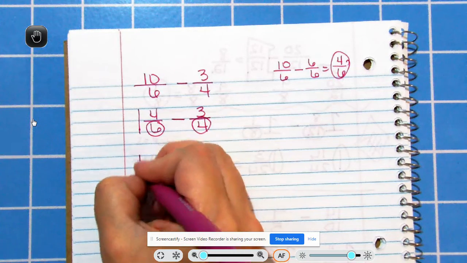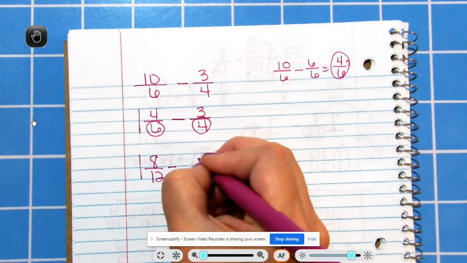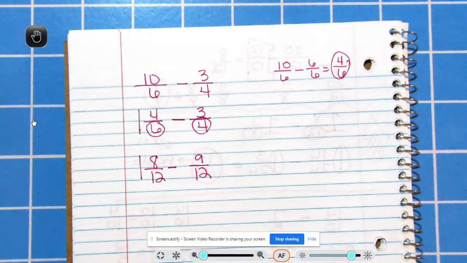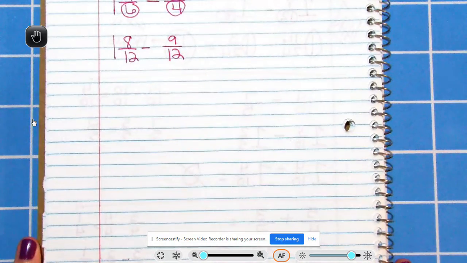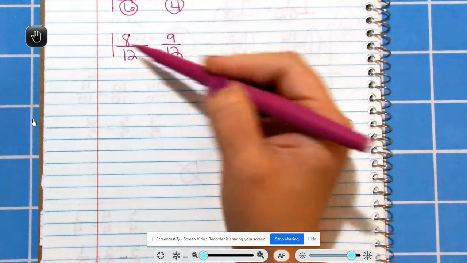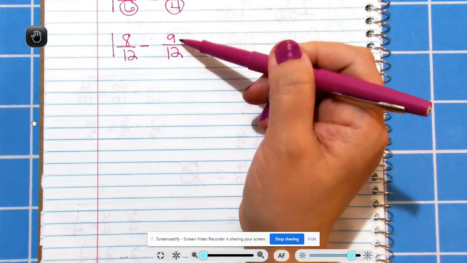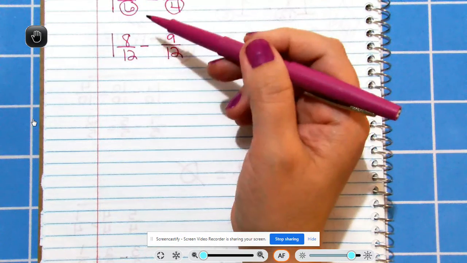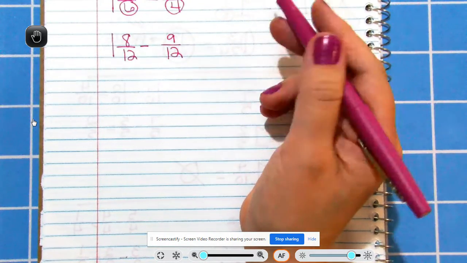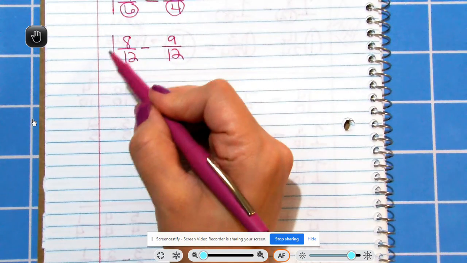So 1 and 8 twelfths subtract 9 twelfths. All right, your denominators like each other. 1 subtract 0 would be 1. However, 8 subtract 9. 8 twelfths subtract 9 twelfths. Are we going to be able to do that? No. So we have to regroup. We're going to borrow from this 1 whole.